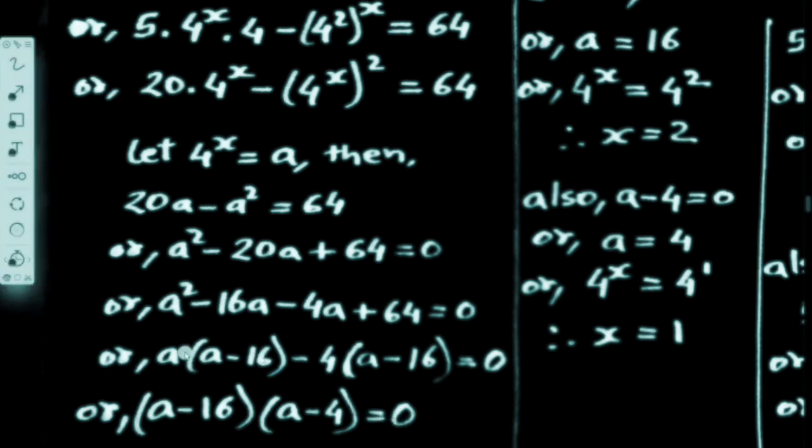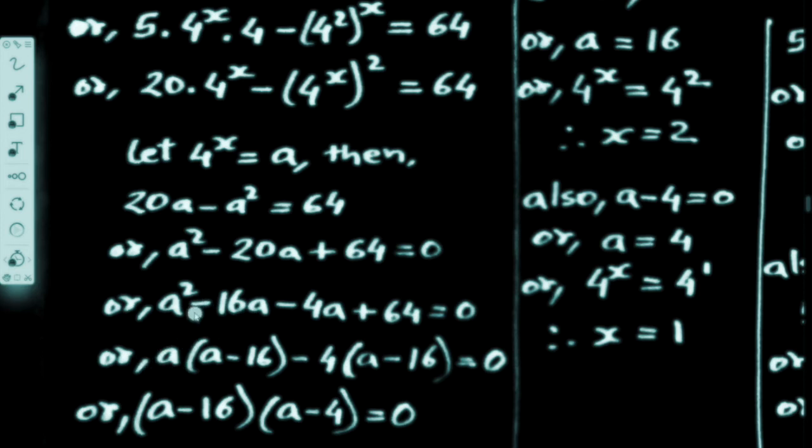Now for factorization, this is our expression, which we get after certain steps. From this expression, a square minus 20a plus 64 equals 0, or a square minus 16a minus 4a plus 64 equals 0. Here 20a should be broken into 2 parts, 16a and 4a, to make our calculation easy for factorization.